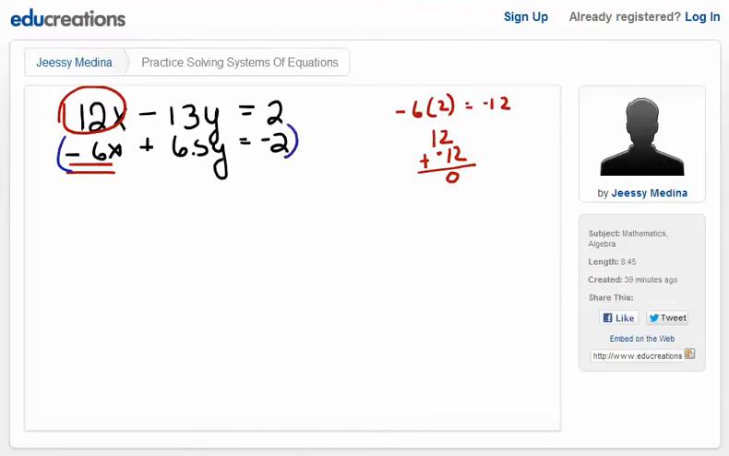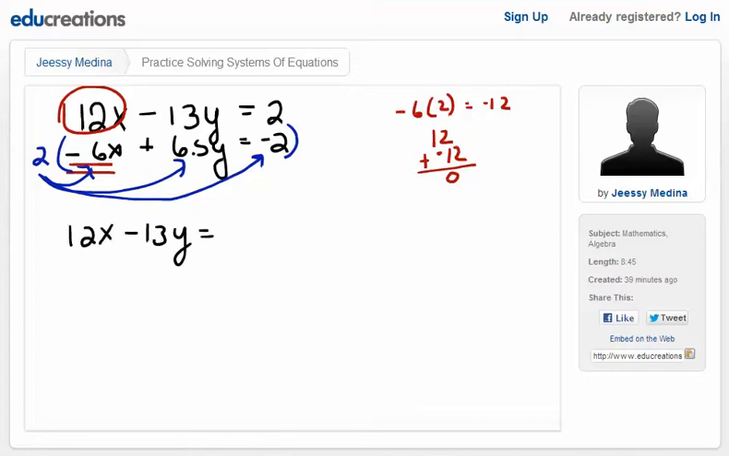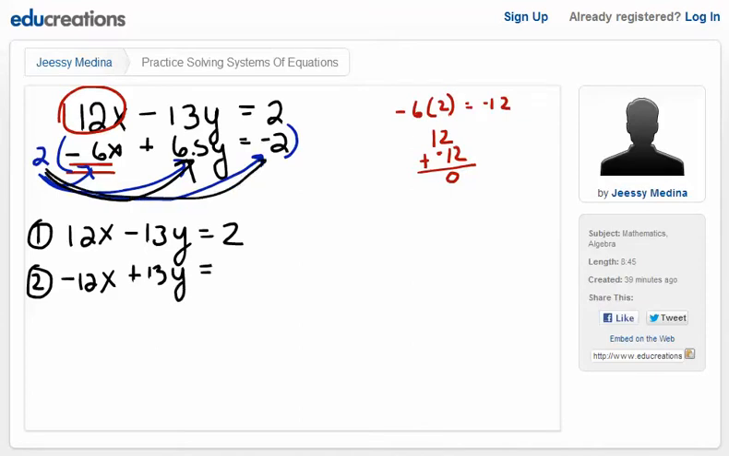I'm going to take this second equation and multiply by 2. But remember, when we do this, we have to distribute it to everything. Alright, I'm rewriting. I have 12x minus 13y equals 2. I just rewrote the first equation. And my second equation now becomes 2 times negative 6, which is negative 12x, 2 times 6.5, which is 13y, equals 2 times negative 2, which is negative 4.